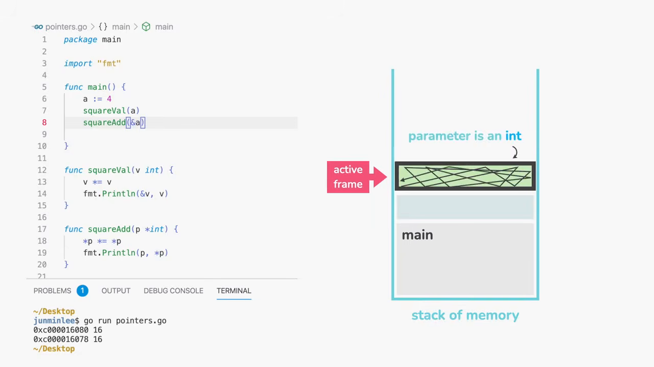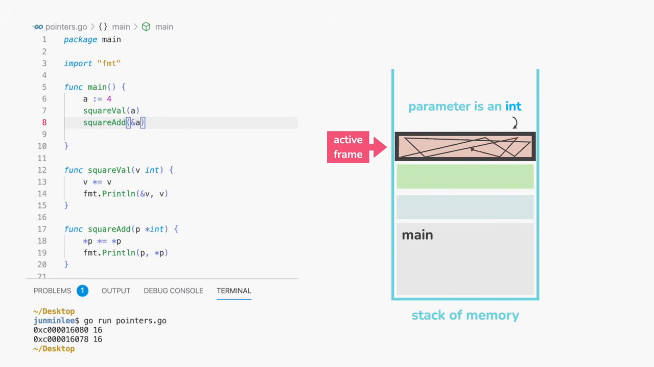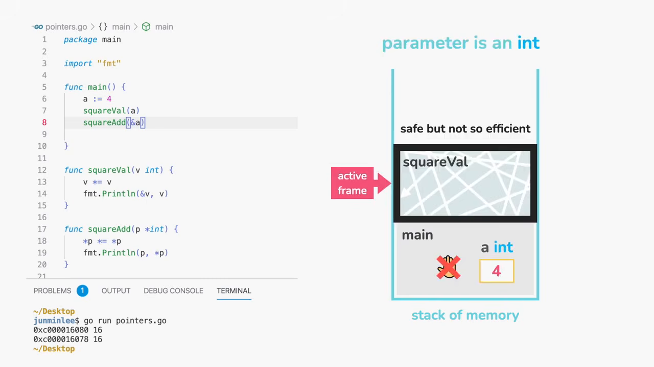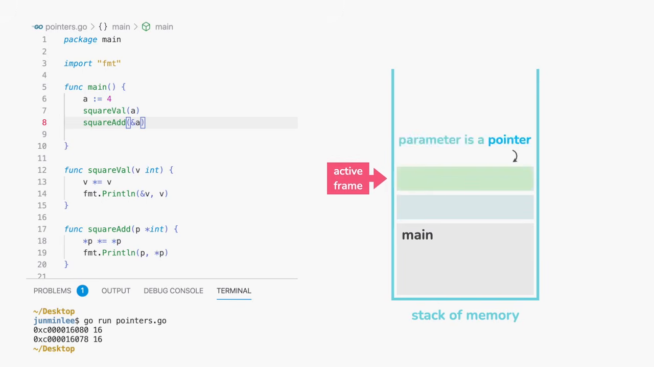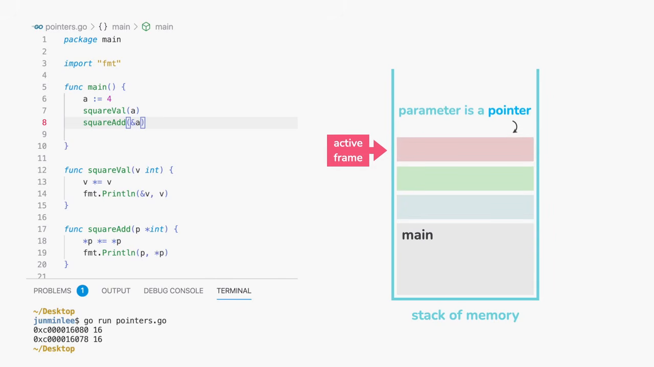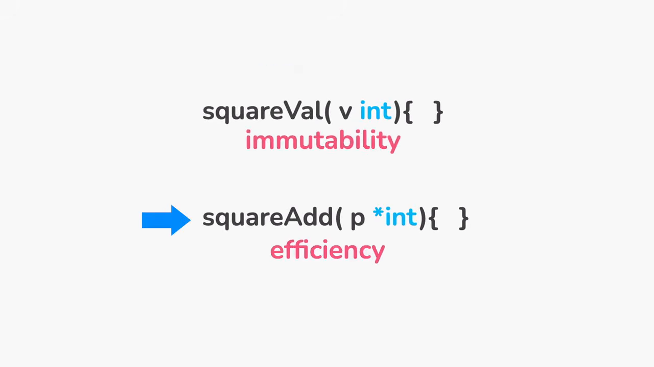When we were using value semantics, like the example we saw before with square val, it was fine. There's no way a can get mutated. But when we start using pointer semantics, we need to be careful because there is more possibility for the variable to be mutated in a way we didn't intend. Today in this video, you just need to understand that when you use pointer semantics, you're giving up the safety of immutability for more efficiency.